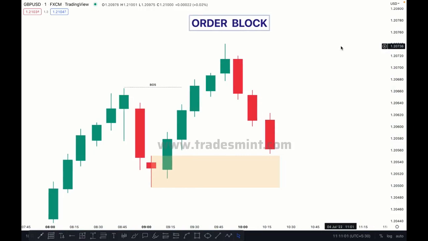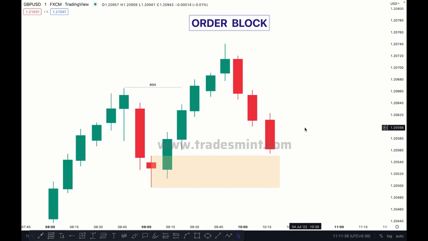First, identify the trend. If the market breaks to the downside, then you have to wait to see where the last buying candle before the sell is in a bearish market. That's called your order block. This one is called a bullish order block, and an order block must have an imbalance. Imbalance, you know very well, I mentioned it already.